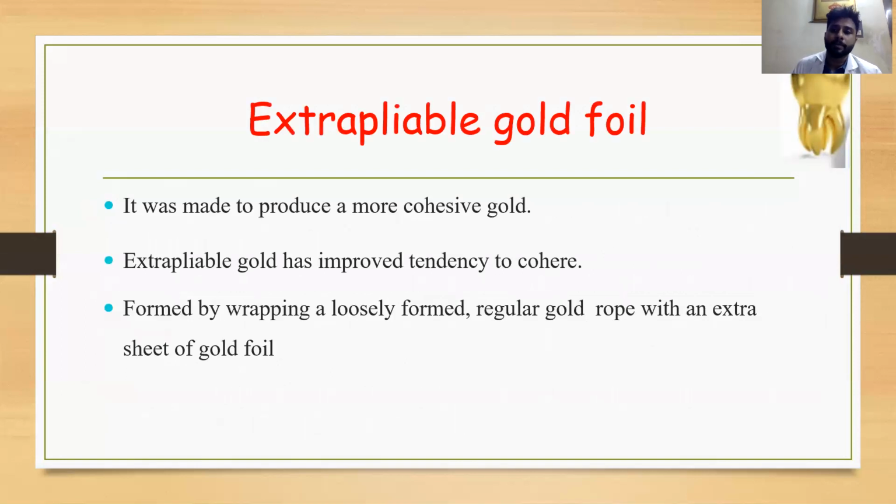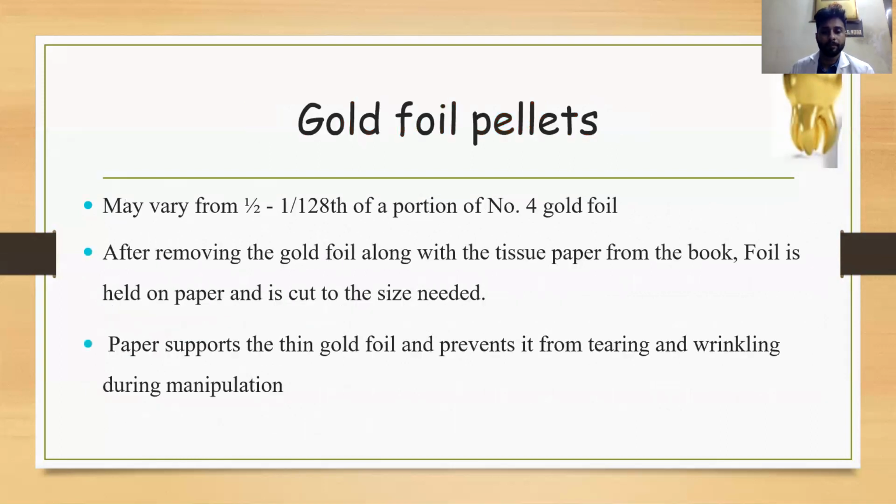So, coming to extra pliable gold foil, it was made to produce a more cohesive gold. Extra pliable gold has an improved tendency to cohere. It is formed by wrapping a loosely formed regular gold rope with an extra sheet of gold foil.